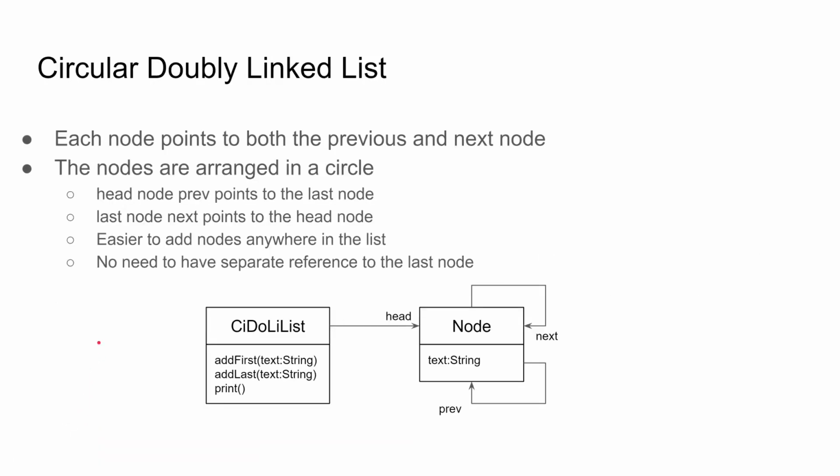While linked lists could be fun, circular doubly linked lists are even more fun. So in this case, each node points to both the previous and the next node. So a node has this next pointer as before, and it also has a new previous pointer. So we can step forward in the list from a node, and we can step backward in the list.